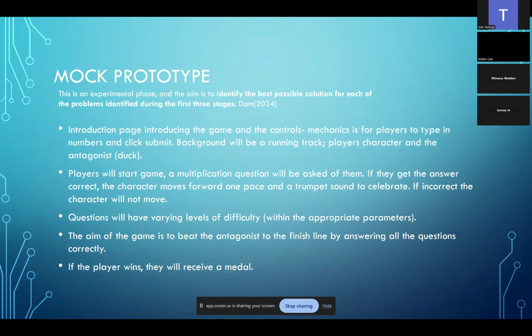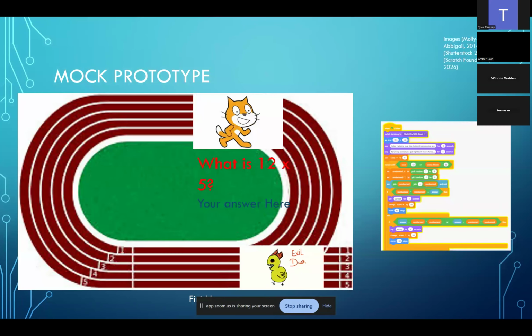Another one. Thank you. And then here's a diagram of our mock prototype. Here we have some code and basically what I described before. Next slide, please.